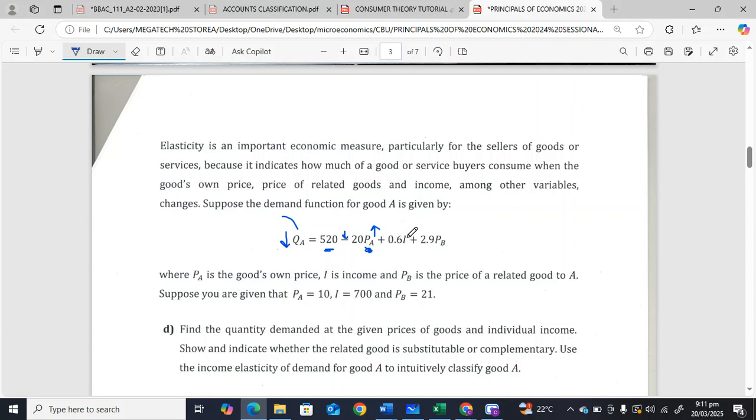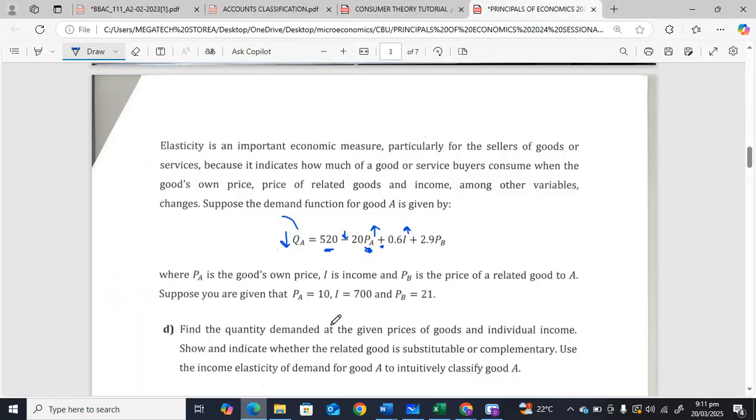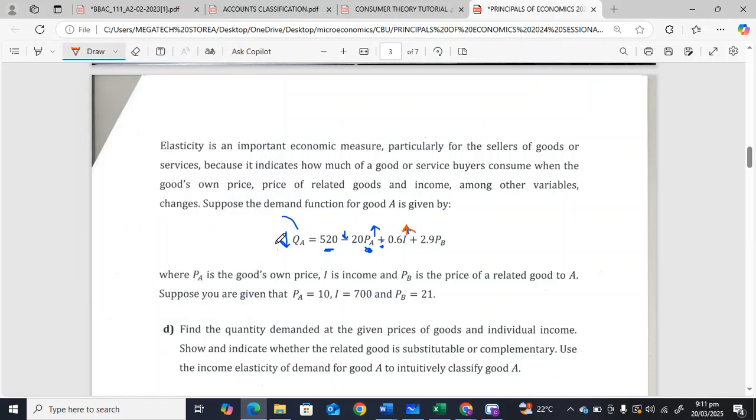Here, 0.6I, this is income. Since it's a positive sign here, it means if income increases, what happens to quantity demanded of good A? Since it's a positive sign, anybody to give it a try? Sure, colleagues. Okay, this positive sign, if the income increases, the quantity of good A also increases, okay? So if income increases, quantity of good A increases.